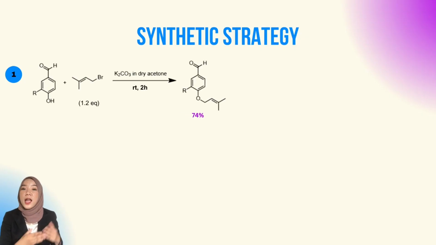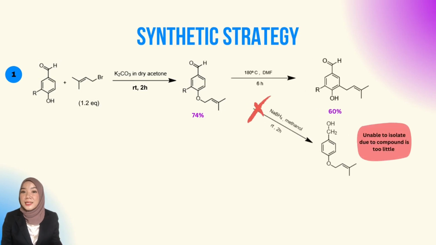First, I reacted 4-hydroxybenzaldehyde with prenyl bromide in a mixture of potassium carbonate and dry acetone for 2 hours at room temperature, and the yield of the product was 74%. Next, the product underwent the Claisen-Smith rearrangement and the reduction. For the Claisen-Smith rearrangement, the yield of product is 60%, but the product of reduction could not be isolated and could not be characterized. It was unable to be isolated due to the compound's inability to undergo reduction.